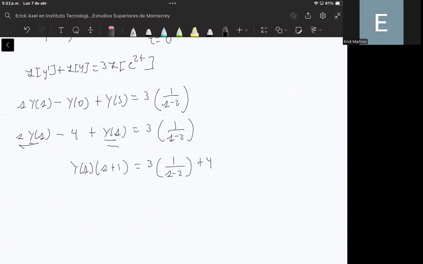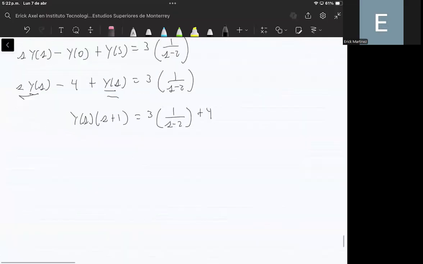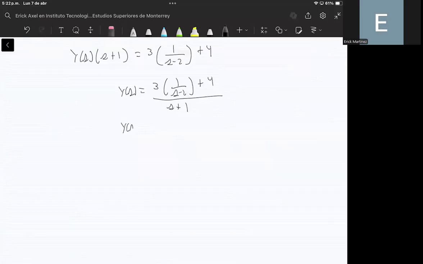Okay. And now I can divide all this as follows. Y of s is equal to 3 times 1 over s minus 2, plus 4, and this is all divided by s plus 1. So we have y of s is equal to 3 times 1 over s minus 2 times s plus 1, plus 4 divided by s plus 1.